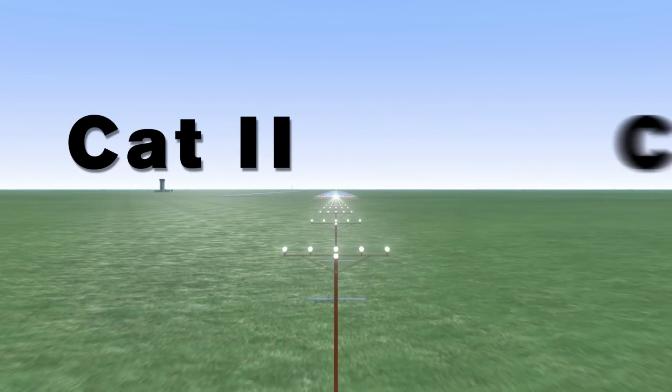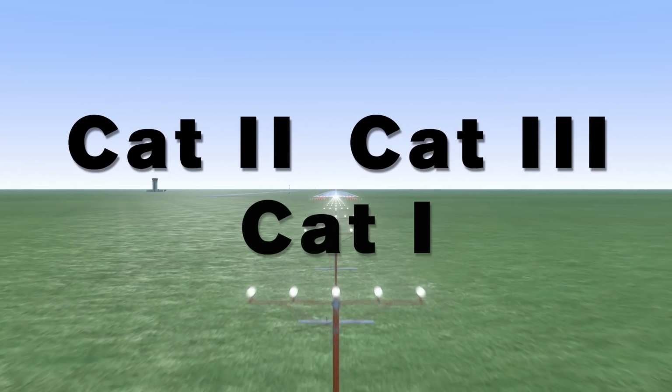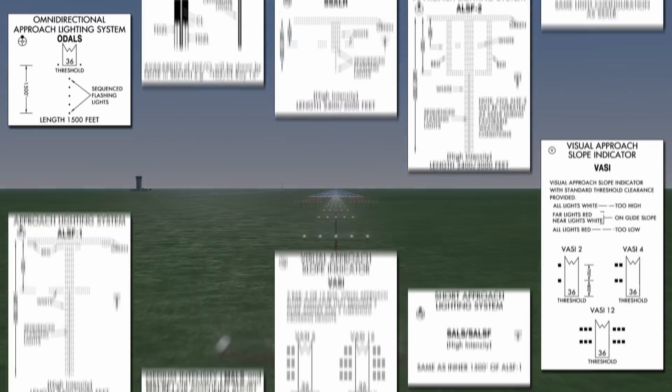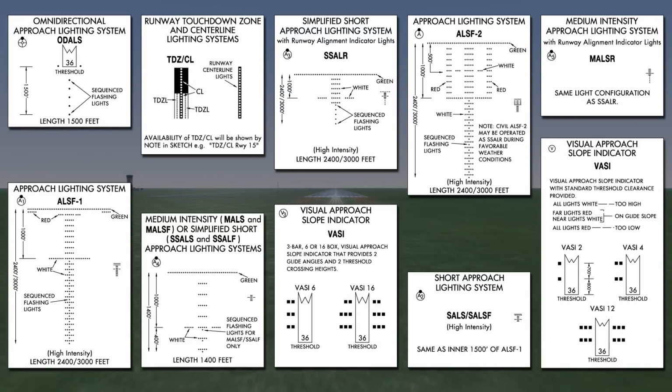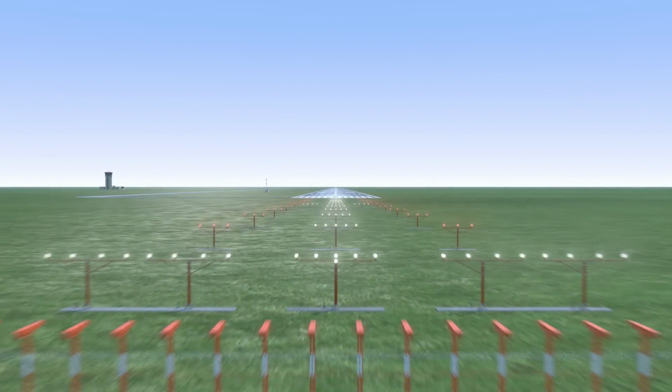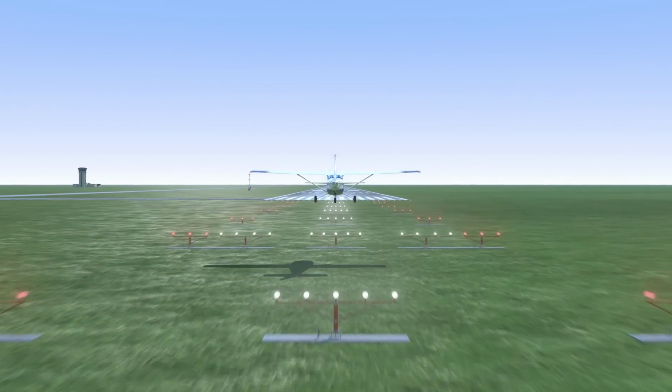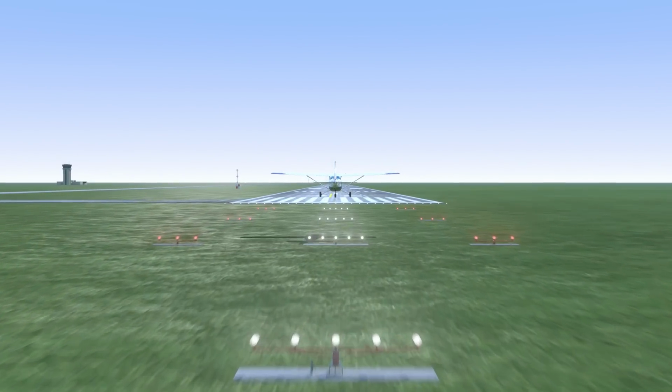All Category 2 and 3 and most Category 1 approach runways have an approach lighting system associated with it. There are many types of approach light systems, with each having its own features and light intensities. The approach lighting system is designed to aid the pilot in transitioning from the instrument flying environment to the visual flying environment to identify the runway. It is vitally important to brief and know what lighting system is installed to be sure that the proper runway is in sight.